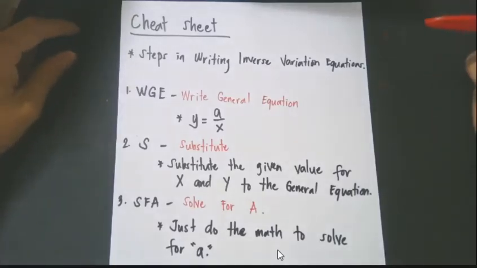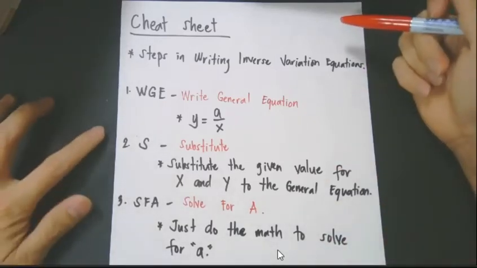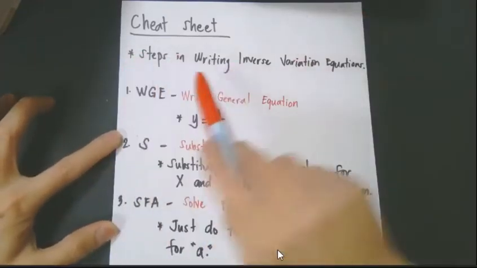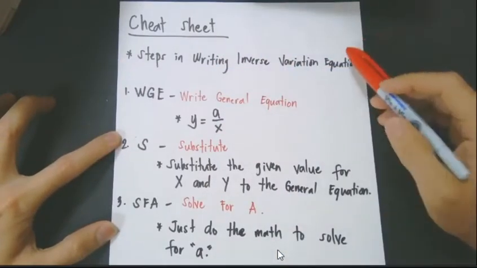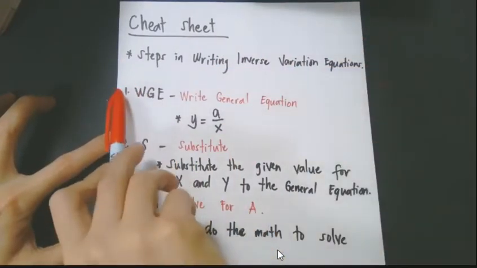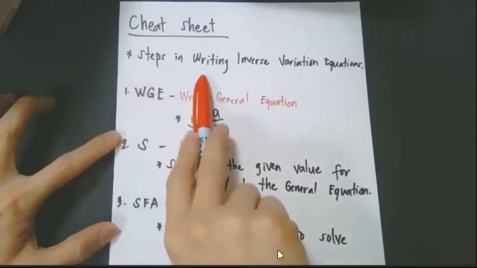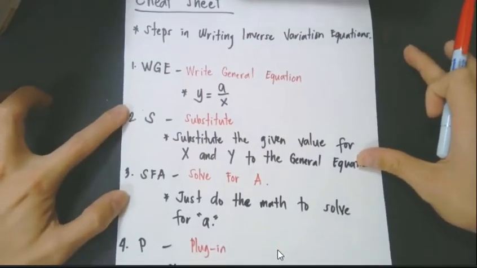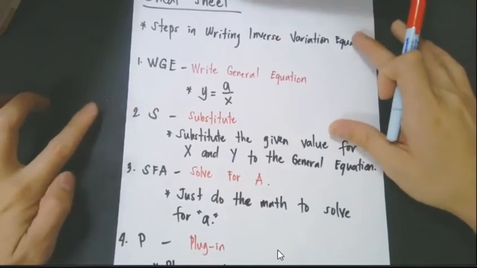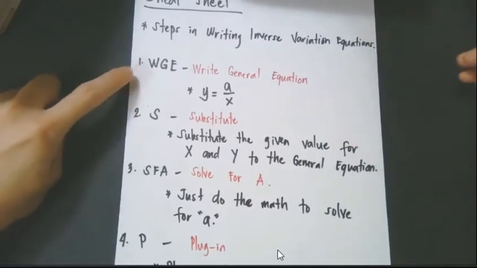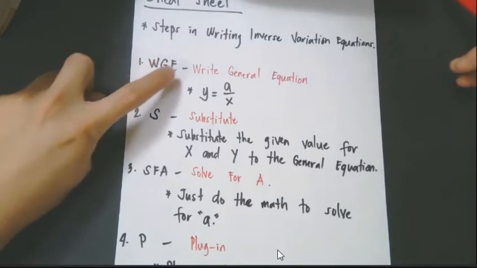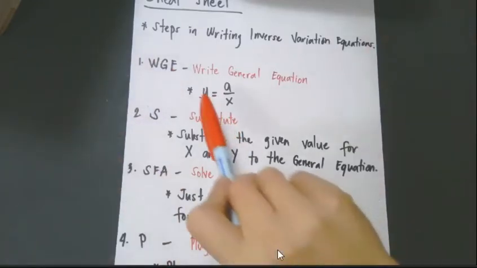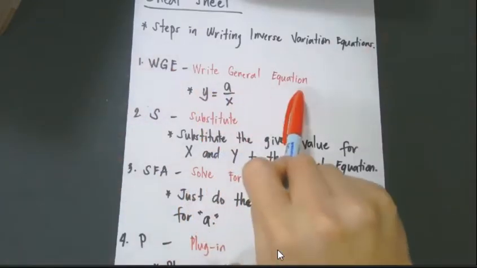Before we solve the first problem for our lesson for today, let's go over first the cheat sheet that I created for you guys. This cheat sheet is about the steps in writing inverse variation equations. I have here four simple steps. The first step is WGE, which is write general equation.